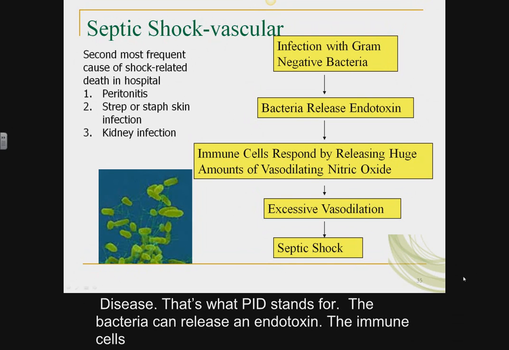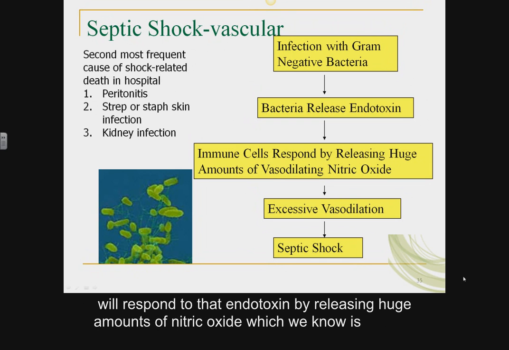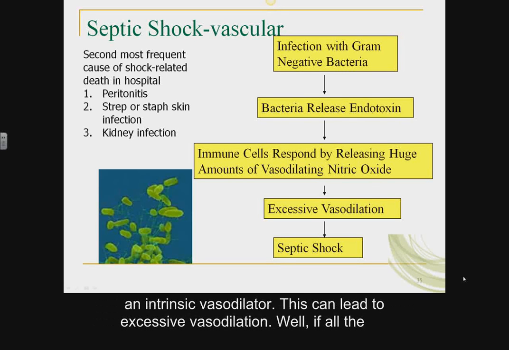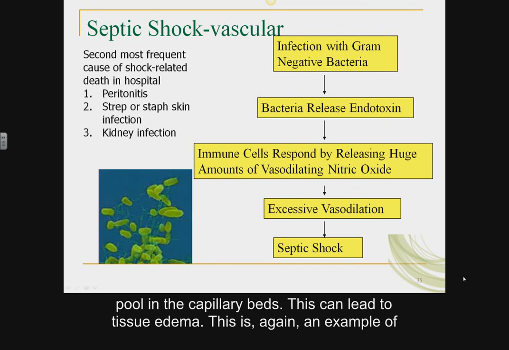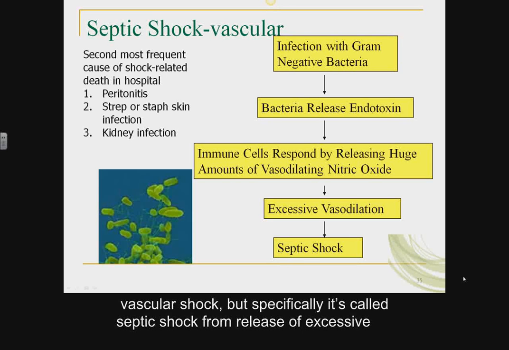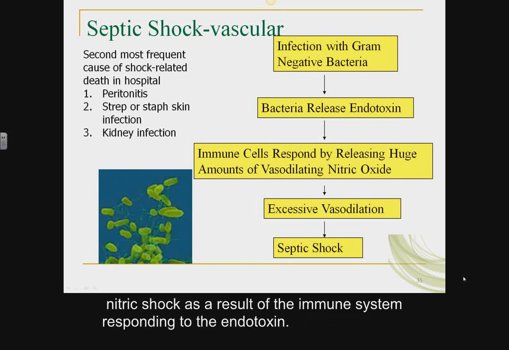The bacteria can release an endotoxin. The immune cells will respond to that endotoxin by releasing huge amounts of nitric oxide, which we know is an intrinsic vasodilator. This leads to excessive vasodilation. Well, if all the blood vessels relax, then that means we're going to have inadequate blood flow, and again, the blood will pool in the capillary beds. This can lead to edema. Again, an example of vascular shock, but specifically called septic shock, due to this excessive nitric oxide as a result of the immune system responding to the endotoxin.